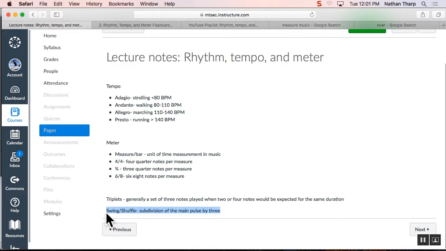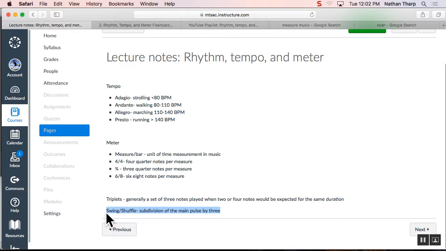This is an important concept: I'm going to want you guys to be able to distinguish between straight and swing or shuffle. Straight means the beat is subdivided evenly. Da da da da da da da da. Swing or shuffle means it's divided by 3. Da da da da da da da da da da. I'm changing from doubles to triples there.